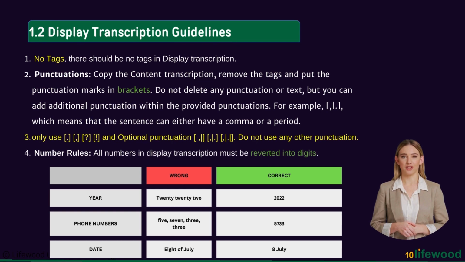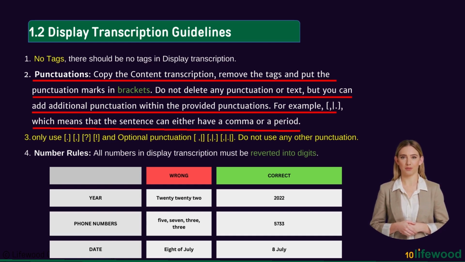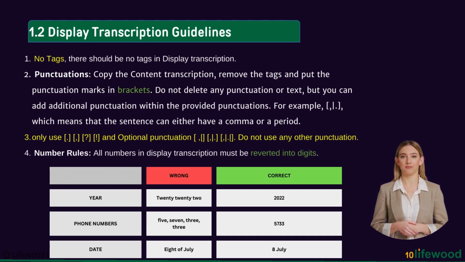Next, we have the display transcription guidelines. There must be no tags in the display transcription. For punctuations, copy the content transcription. Remove the tags and put the punctuation marks in brackets. Do not delete any punctuation or text, but you can add additional punctuation within the provided punctuations. For example, dot. This means that the sentence can either have a comma or a period. Only use the ones shown in this slide as well as for optional punctuations. Do not use any other punctuation.